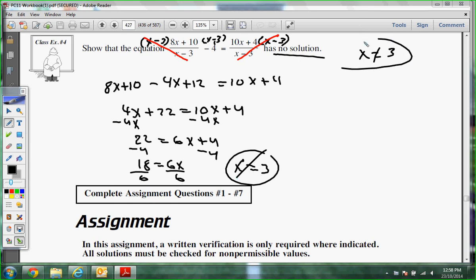Reject. So you just prove that there's no solution. The answer we got was 3, but it's not a possible answer. So you reject it. And you would just say no solution.